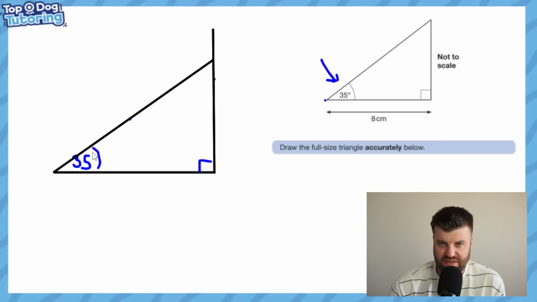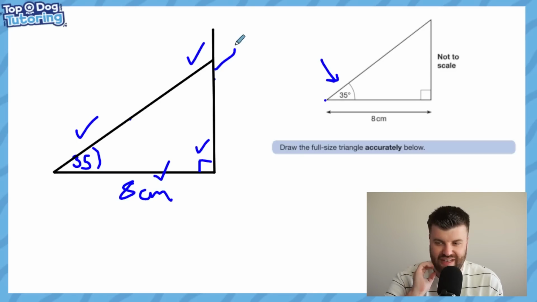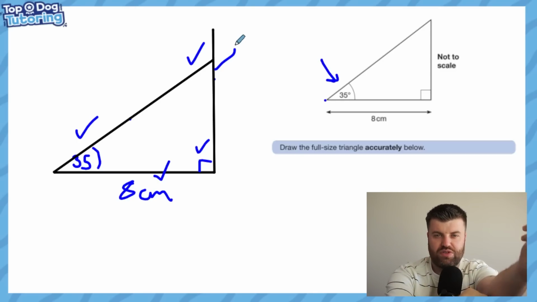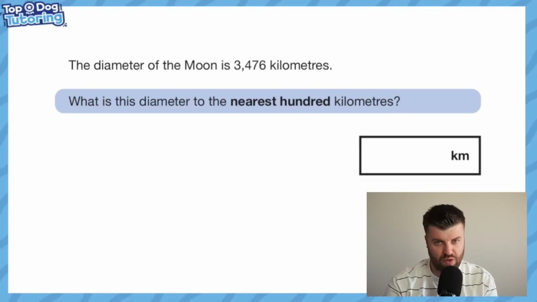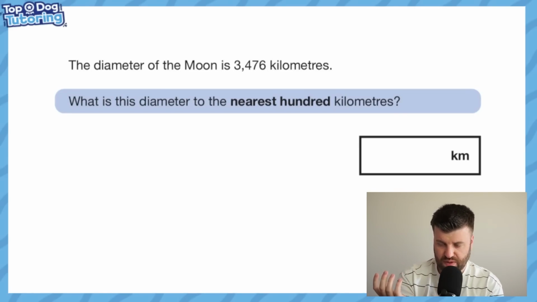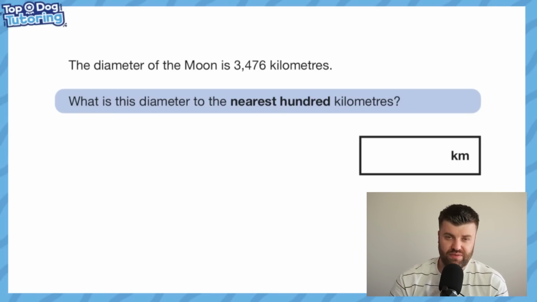I've measured the 35 degrees here, so I know that's correct. I've measured the right angle, I know that's correct. This is 8 centimeters, and the rest will fall into place if those are there. So that's why it's really important to be able to use a ruler and protractor, because these questions can come up. But is that it to do with measurement in the SATs? No, of course it isn't. We also get in the reasoning paper questions that involve measurement. Look at this one. This is the perfect example of a question that includes measurement, but you don't really need to be an expert at measurement to answer it.